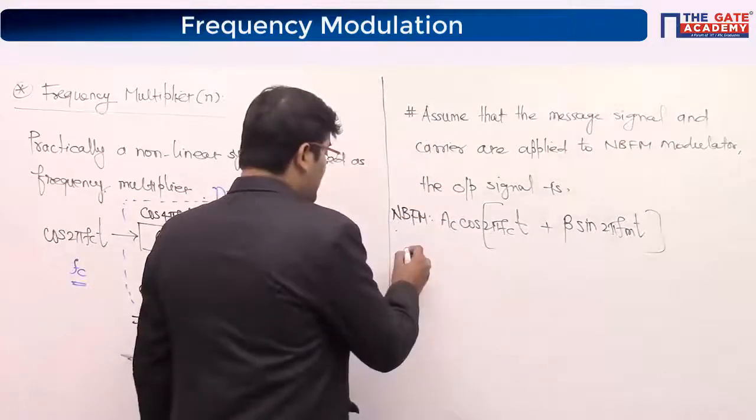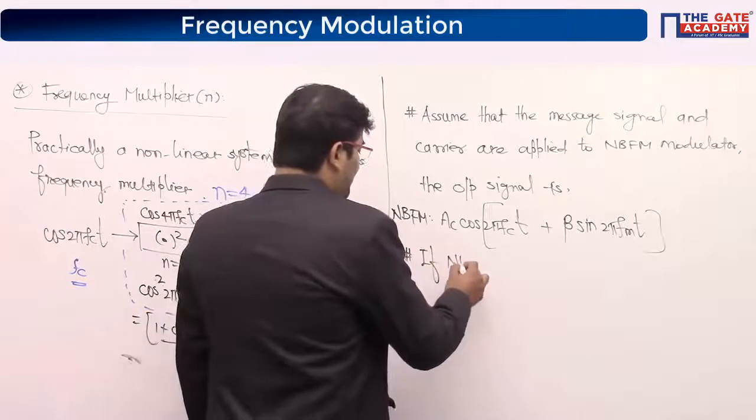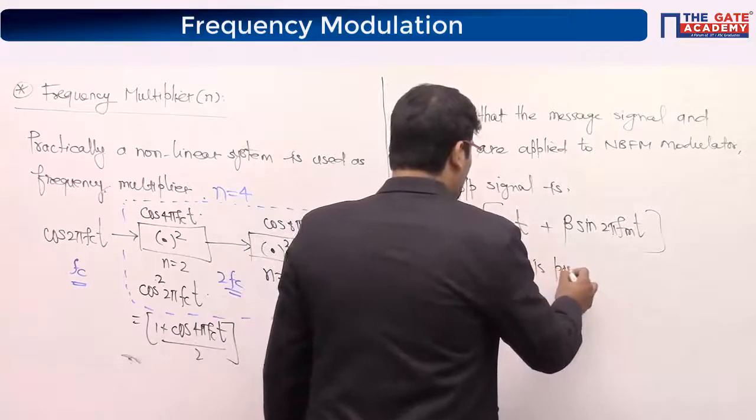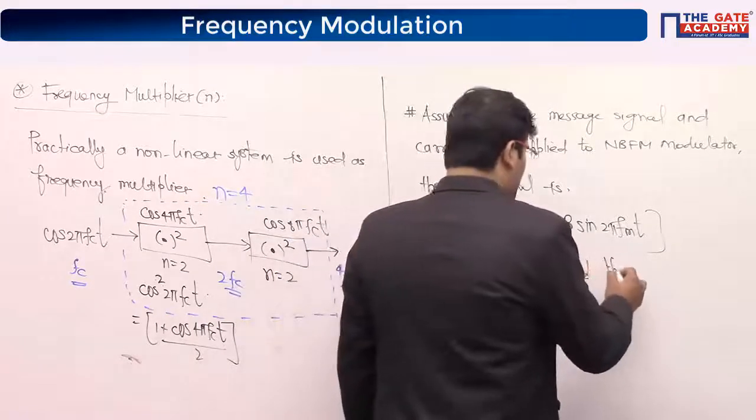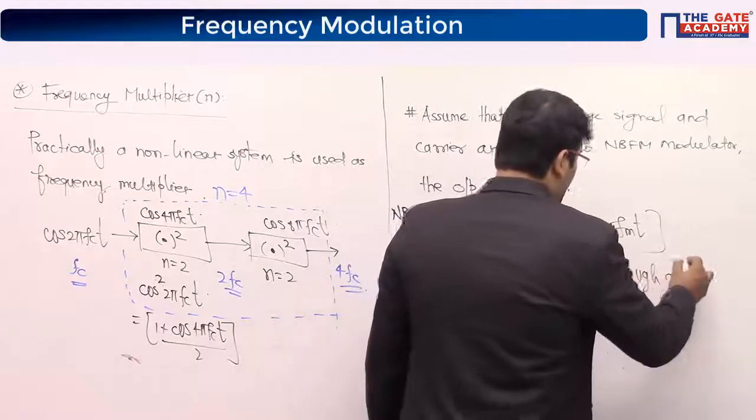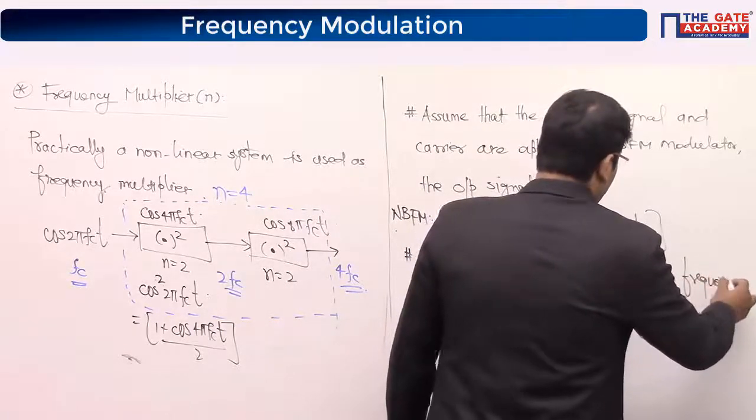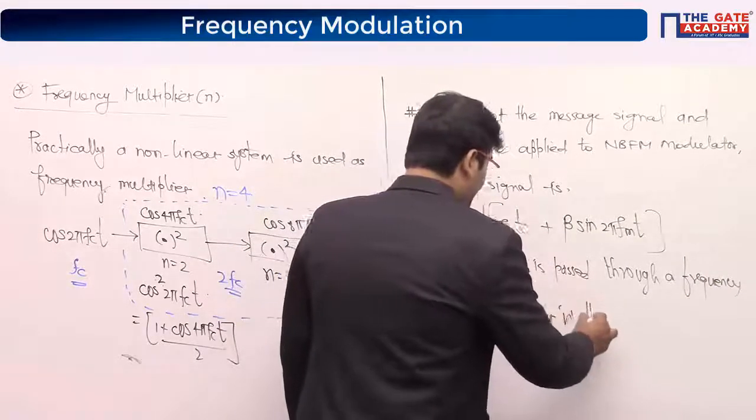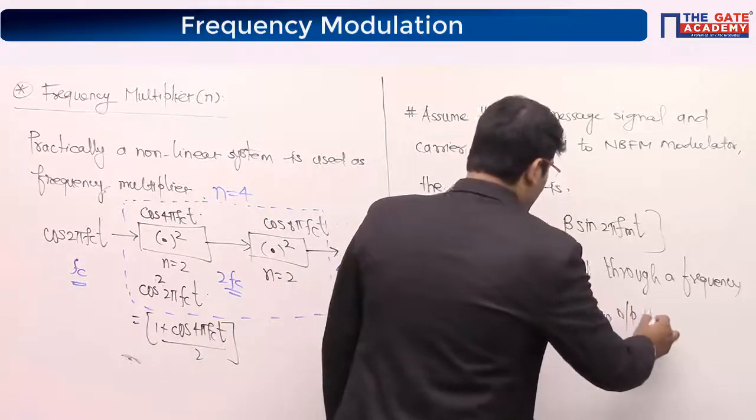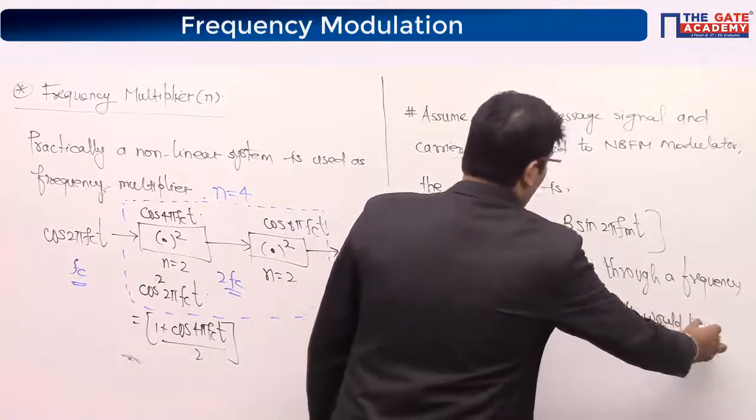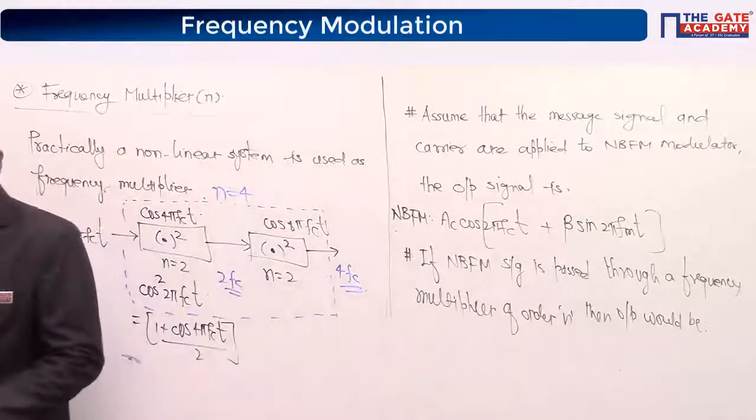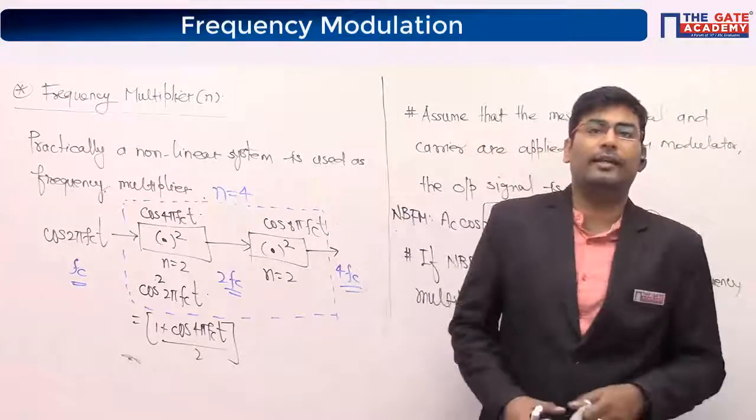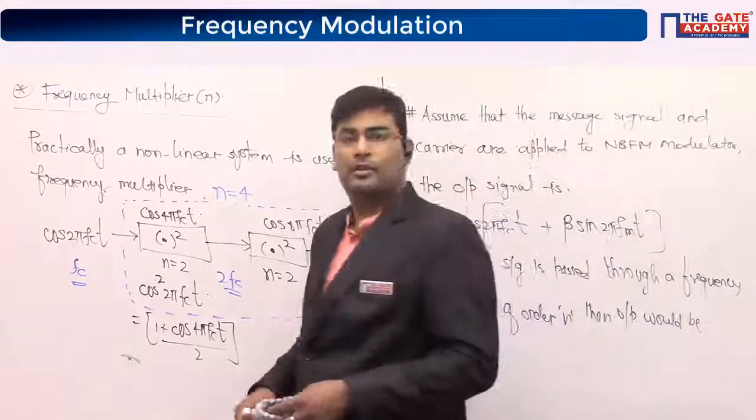So I am saying, if a narrowband FM signal is passed through a frequency multiplier of order n, then what would the output be? Okay, so I got one answer: cos n times the argument. Very good. That's correct.